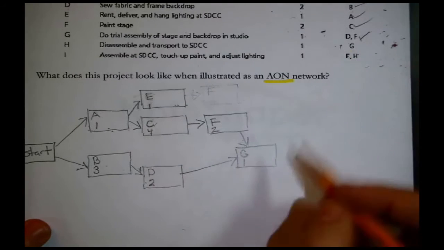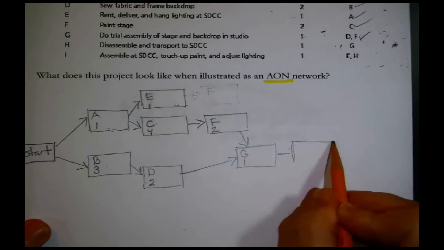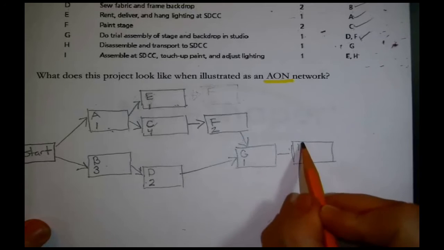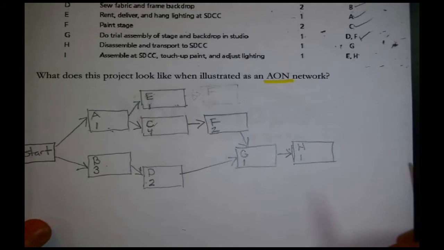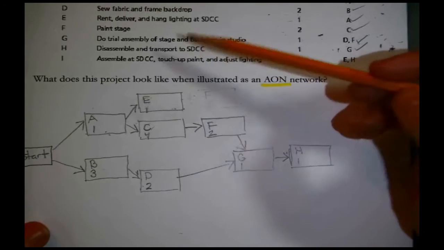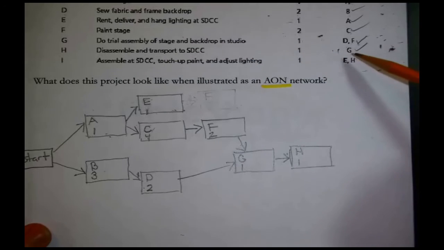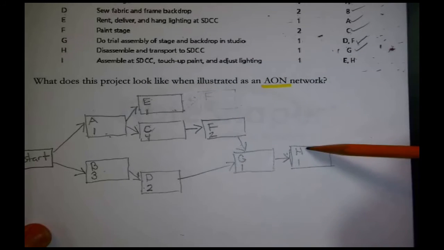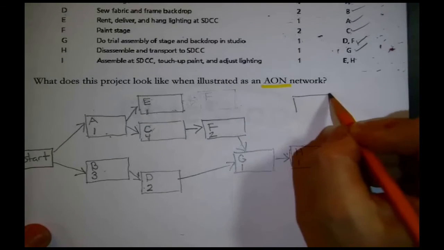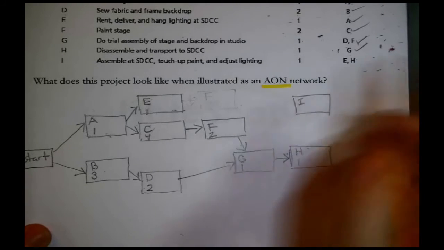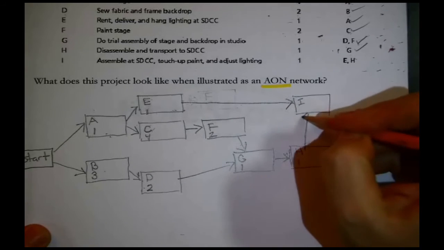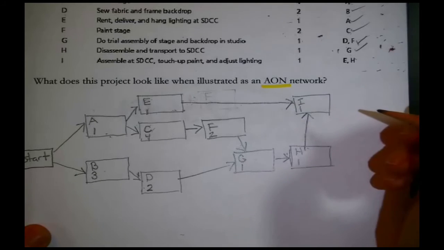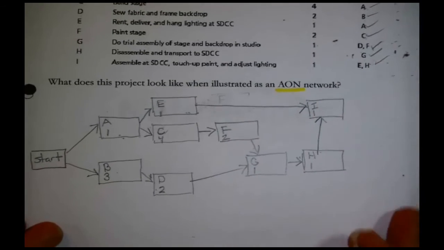It has G as an immediate predecessor, so I just say, okay. When the trial assembly is over, you would disassemble, that makes sense. You'd go on to H, 1 day. And then there's only one left, and that's I, assemble at the convention center, touch up paint and adjust lighting, and it has E and H as immediate predecessors. Might be logical to put it here. I, one long arc, E has to be done, and H has to be done. I is only 1 day worth of work. And then at that point, I think that, yes, I have everybody in that table.